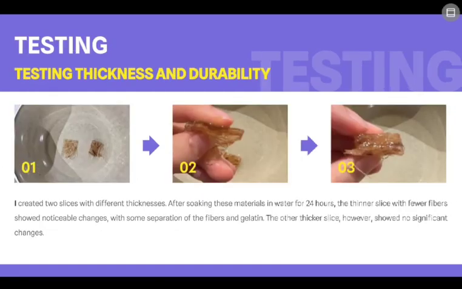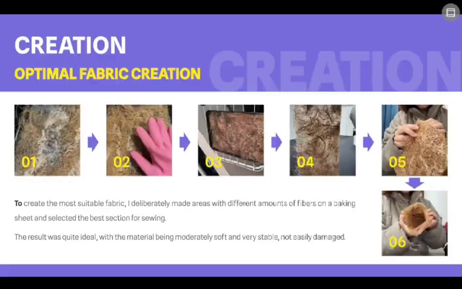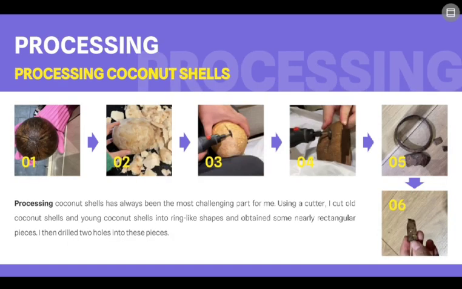Next, I tested thickness and durability by making 2 slices with different thicknesses and soaking them in water for 24 hours. The thinner slice showed fiber separation, while the thicker slice remained unchanged. To create optimal fabric, I experimented with different amounts of fibers and selected the back section for sewing. The result was moderately soft, stable, and durable. However, cutting coconut shells was challenging.